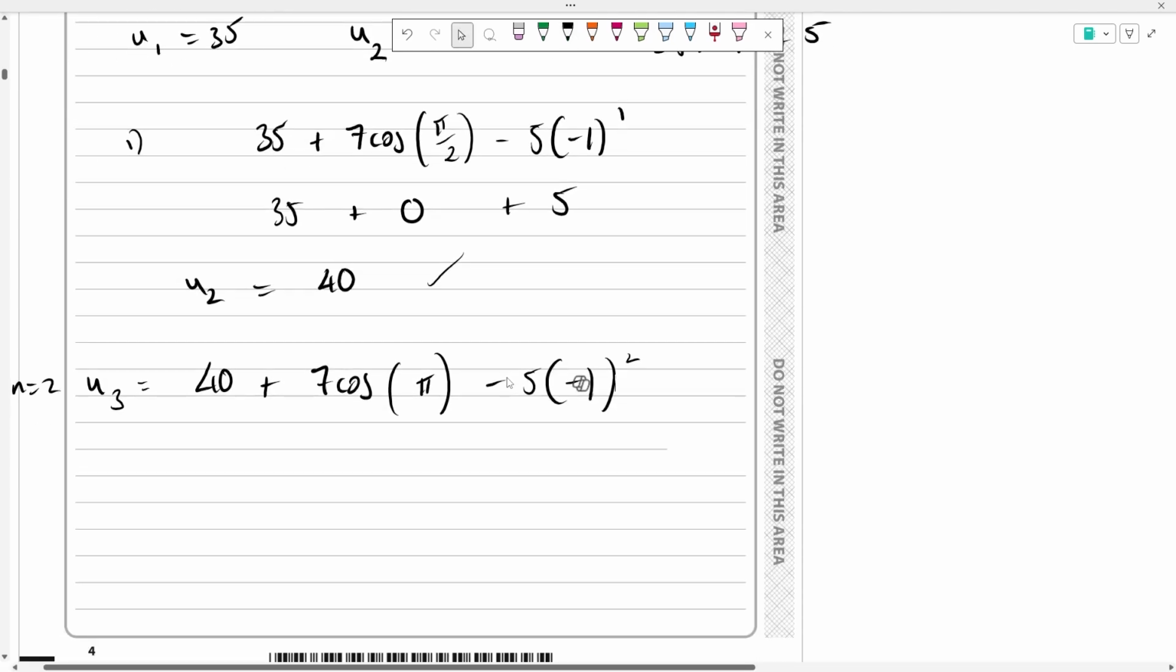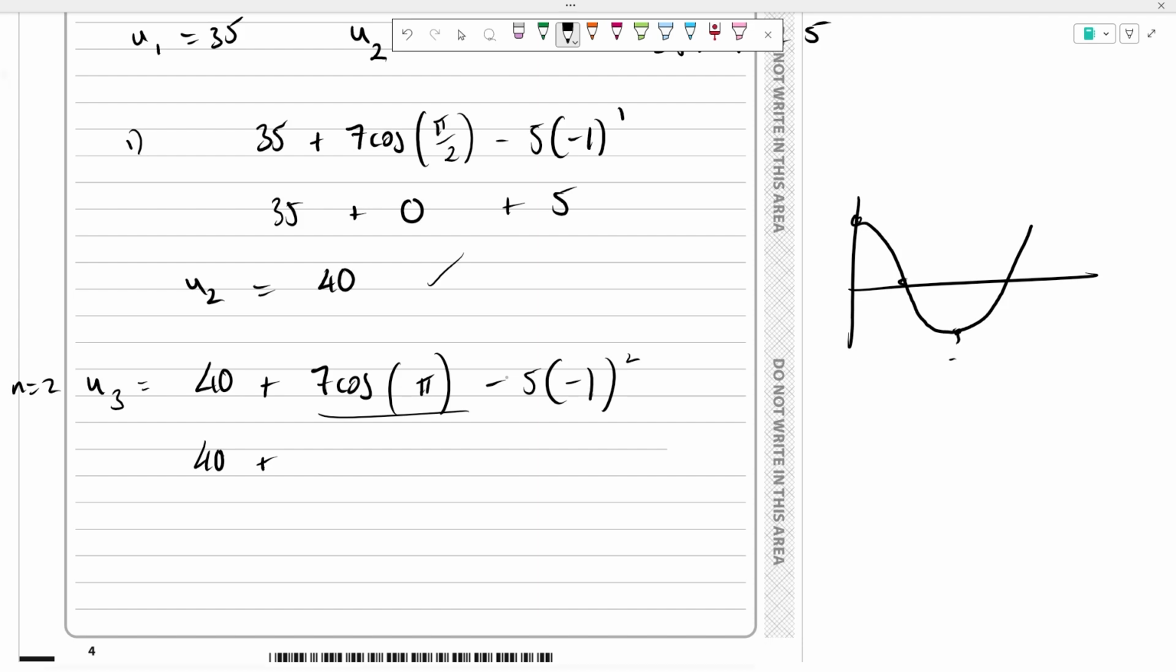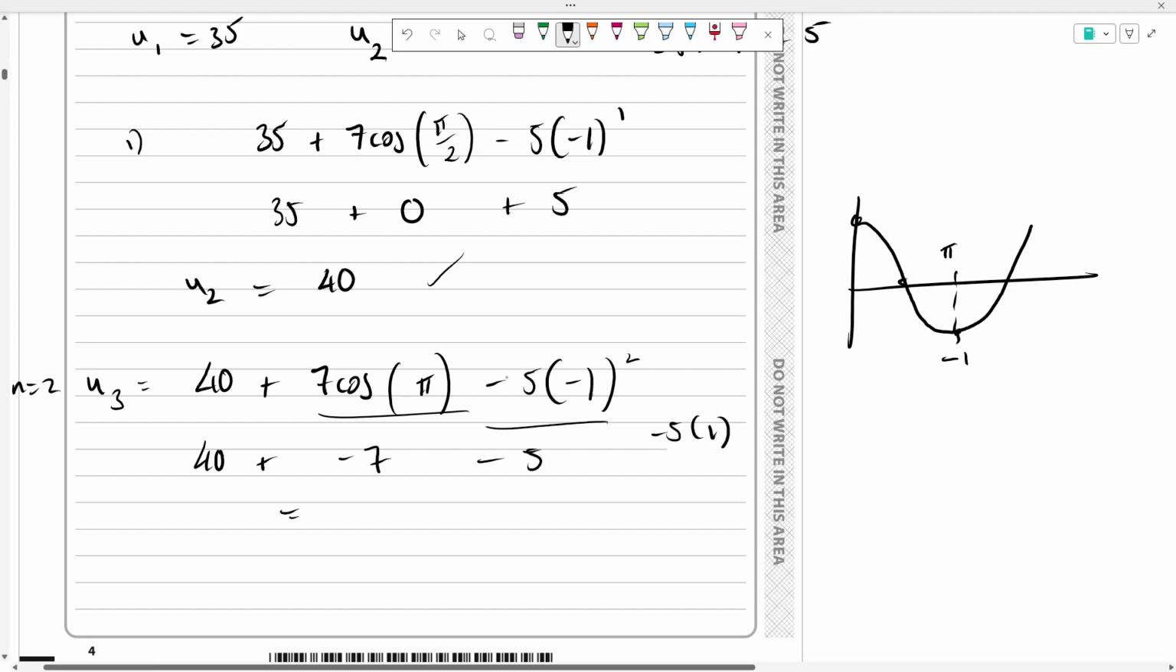Okay, let's try to simplify this a bit more. 40 plus 7 cos of pi. Your cos graph kind of looks like this. This is 0, 90, 180. Well, 180 is pi, so it's going to be minus 1. Therefore, this should give you minus 7. And you can always just plug that into your calculator as well. This is going to be minus 5 times 1, because minus 1 squared is 1. That gives you minus 5. Therefore, this is going to be 40 minus 12, which is 28. So u3 is equal to 28.